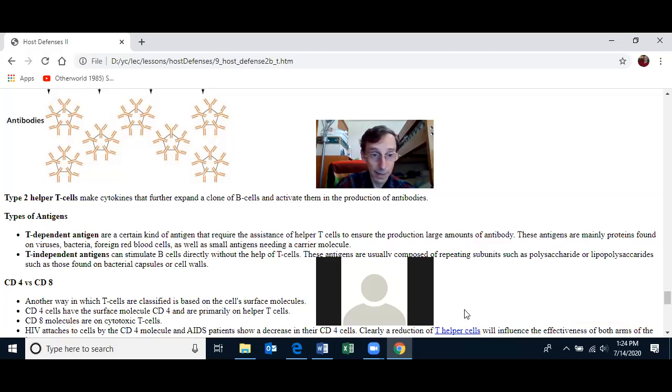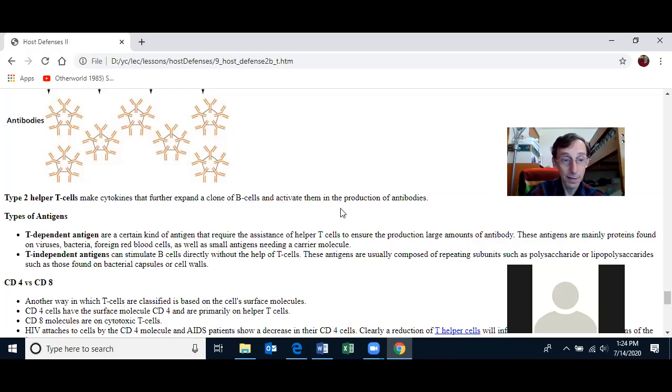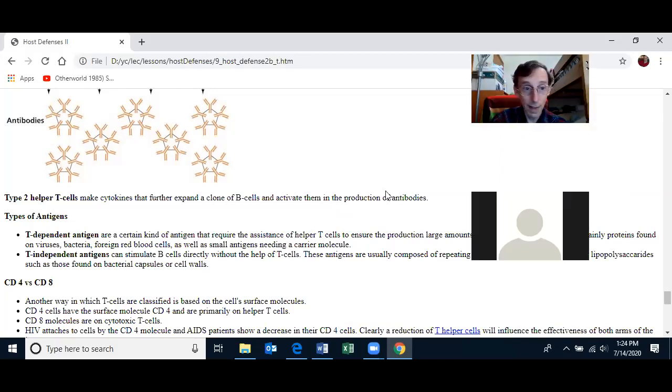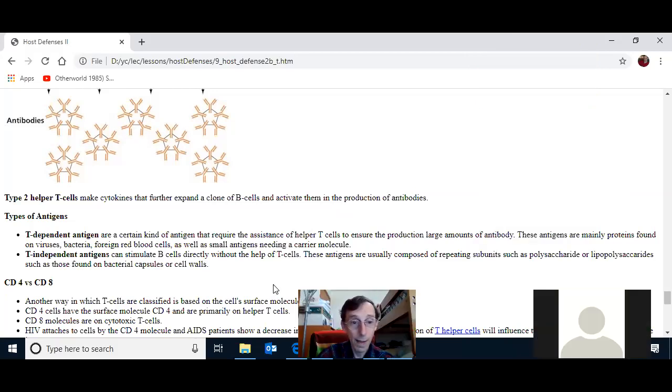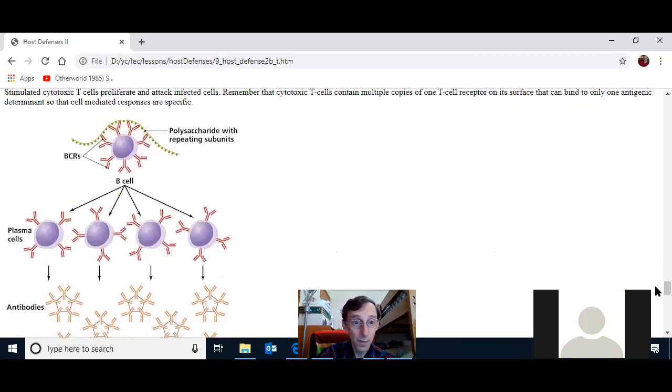And the two types of molecules that are like that are large polysaccharides and large lipopolysaccharides. And these can be molecules found on bacterial capsules or the cell walls of bacteria. The other types of antigens are more normal molecules, like a protein. And these we call T-dependent antigens. Let's see if I can put that in the bottom. And they are molecules that don't have repeating subunits. And so when they bind to a B cell, only one BCR will be activated, and that won't be enough to activate the B cell.